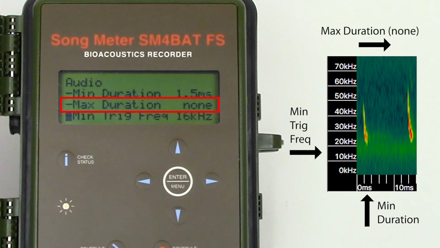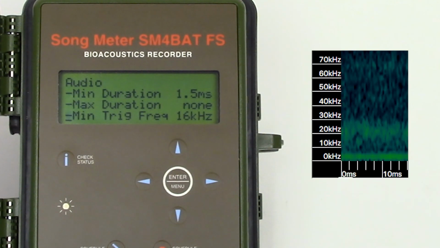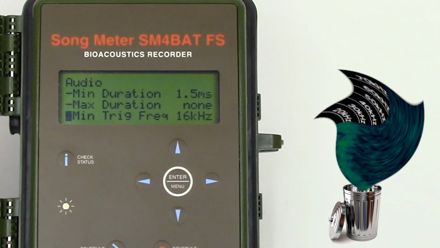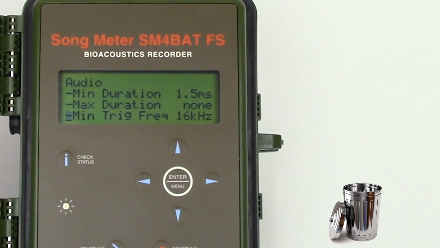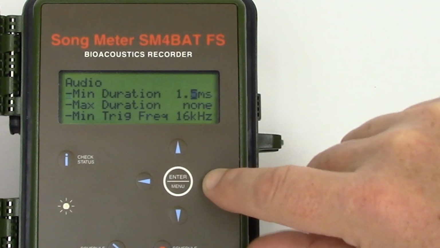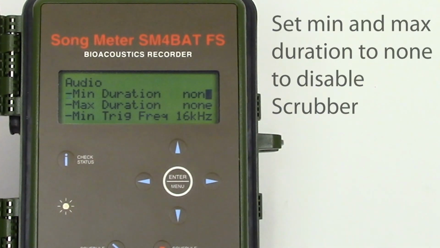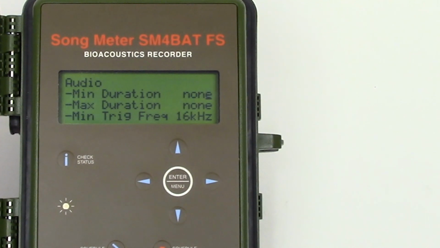If the triggered signal does not meet the minimum frequency and minimum duration settings, the recording is scrubbed and not saved to the SD memory card. If the maximum and minimum durations are both set to none, the scrubber function is disabled and all triggered recordings will be saved to the memory card.